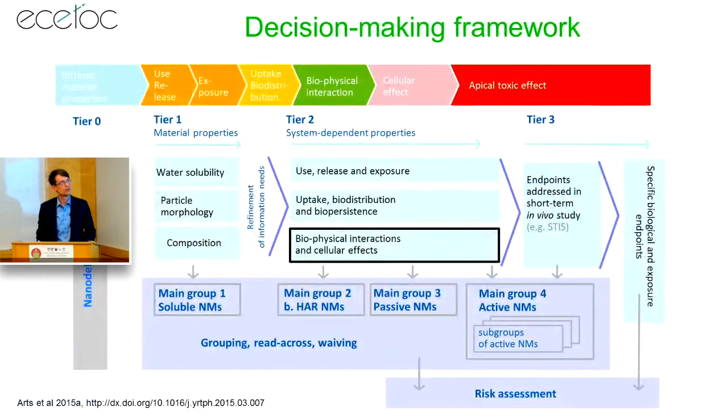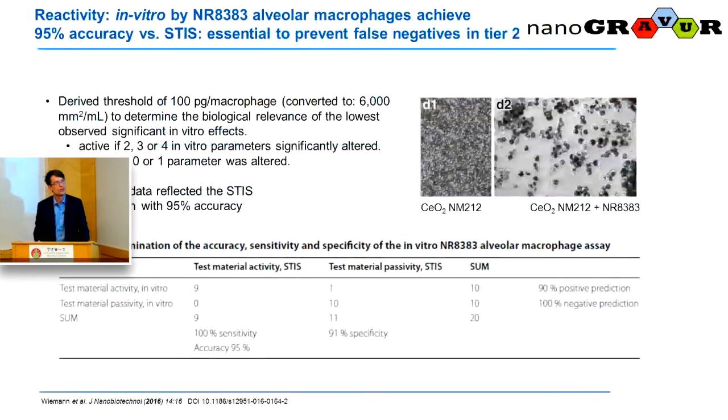Now, let me come to the third box here, biophysical interactions and cellular effects. We used a lot the macrophage assay. That's Martin Wiemann's work at EBE Institute. This one example shows you the cerium dioxide without the macrophages, with the macrophages. And the nice thing about this assay is you see how the cells take up the material. You know that they have been taken up. And the accuracy is quite good, 95%, compared to the in vivo situation.